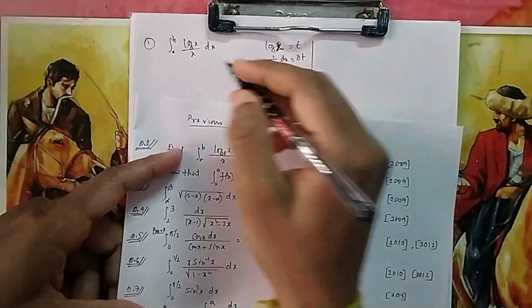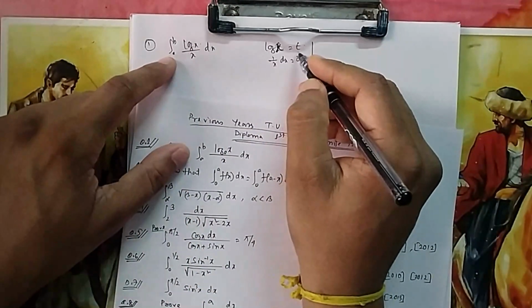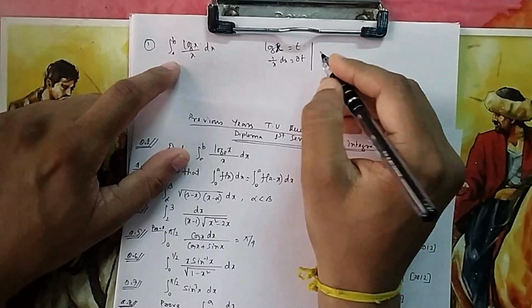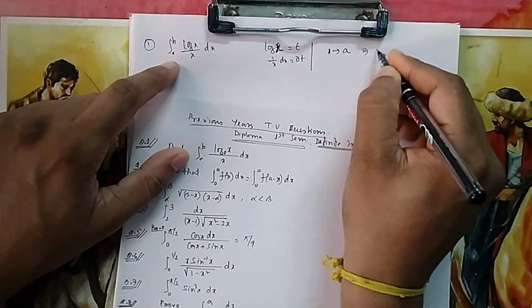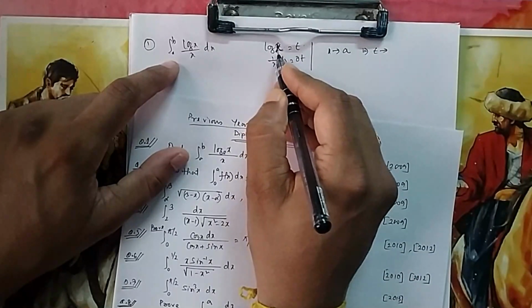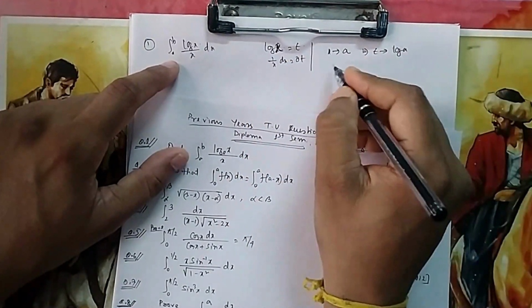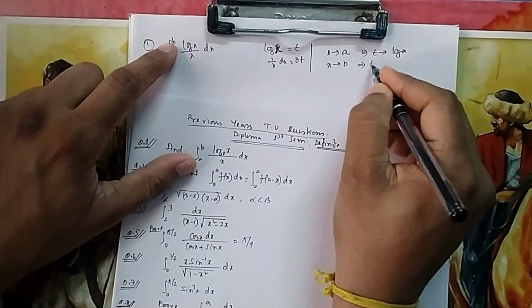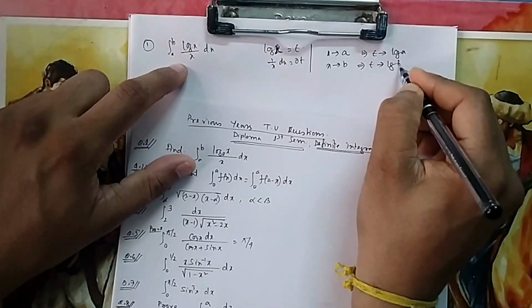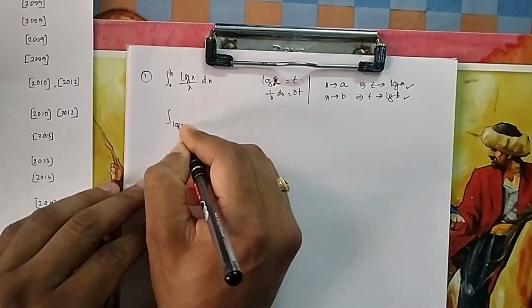But in a definite integral you have to change the limit also, because this is the limit for x. Now you have to change the limit because you are changing the variable to t. So if x tends to a, then what happens to t? If you put x equal to a, then t will be log a. If x is going to our upper limit b, then t will be log b. So in the new variable the limits will be log a to log b.